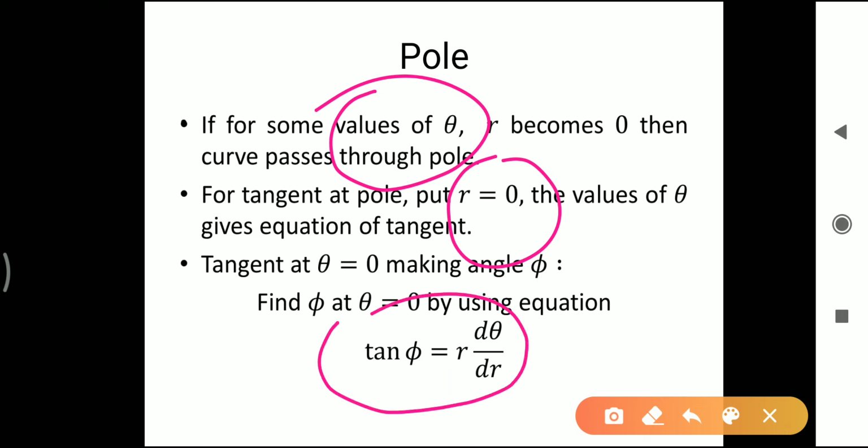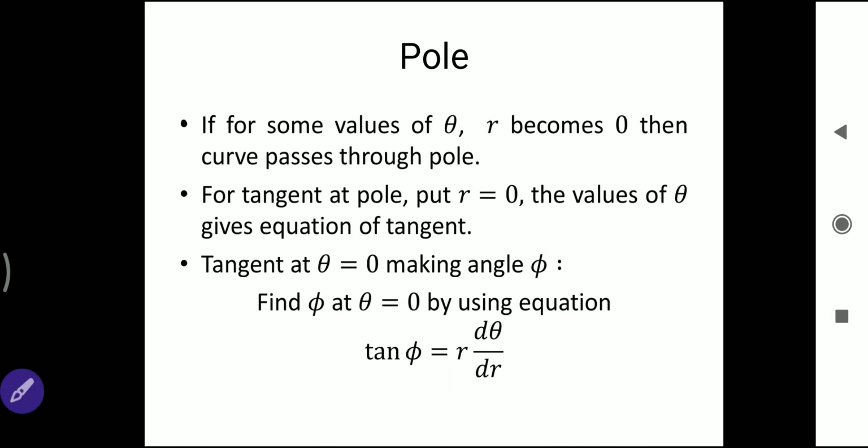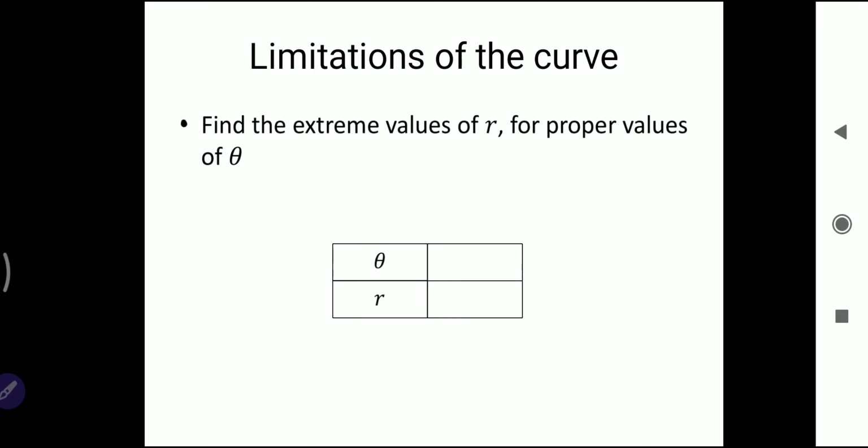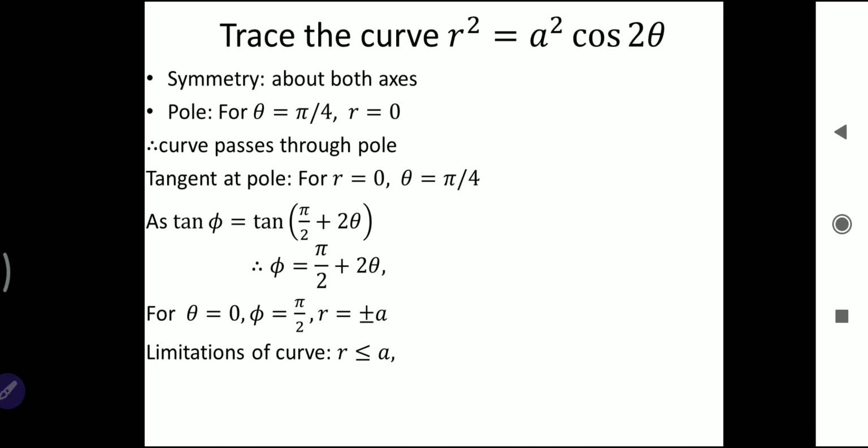For the angle between the tangent and the radius vector, we make use of the formula tan phi is equal to r d theta by dr. And if you remember, the last part is limitation. In the limitation, we find a table for different values of theta and corresponding values of r. We find the maximum value of r, which gives the boundaries inside which our curve will lie. Okay, so let us start with the first example.